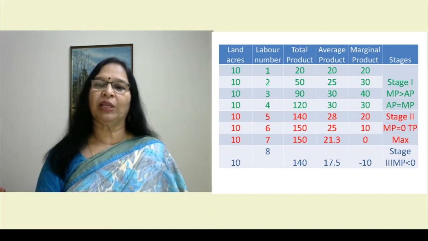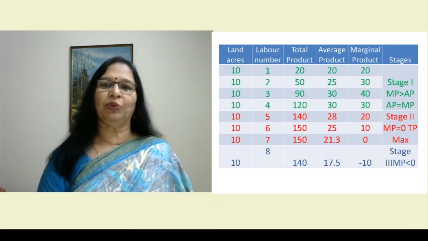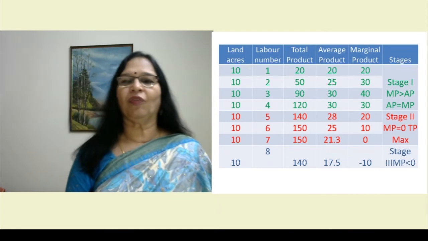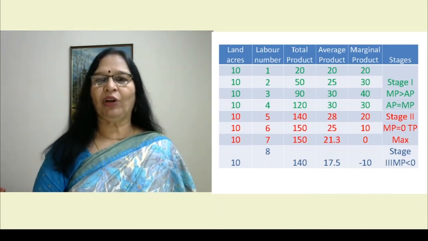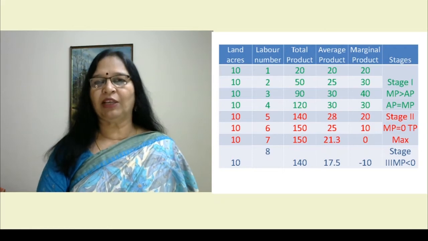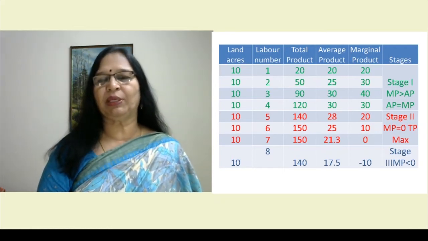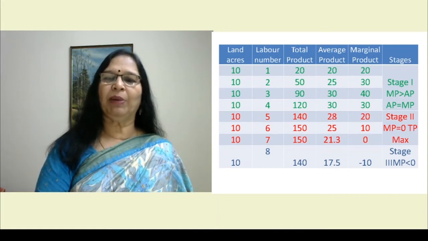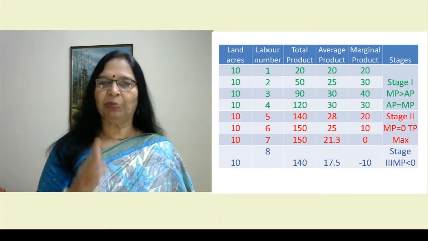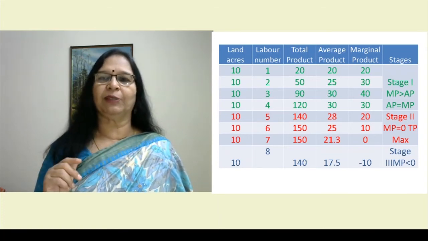What is average product? Average product is the total product divided by the variable unit. So if you take 140 at the fifth unit, 5 laborers are there, and 140 kilos is the output that is available from that land. So 140 divided by 5 gives you 28. Like that, each total output divided by the number of laborers used for that particular sequence gives you what is called the average product.